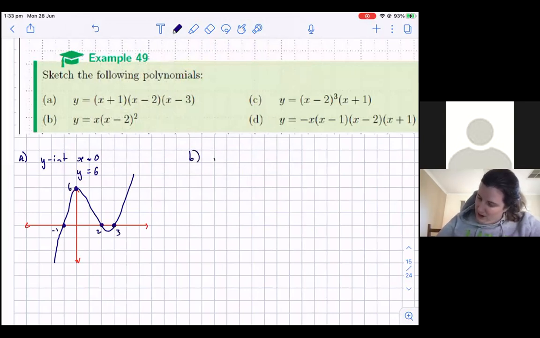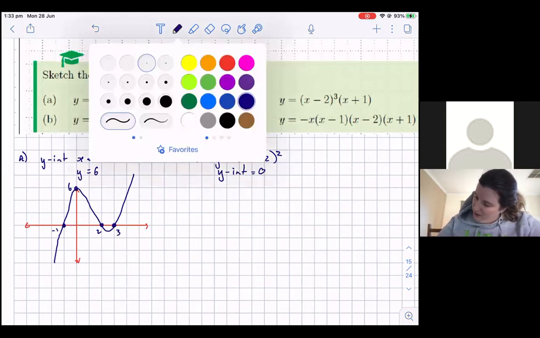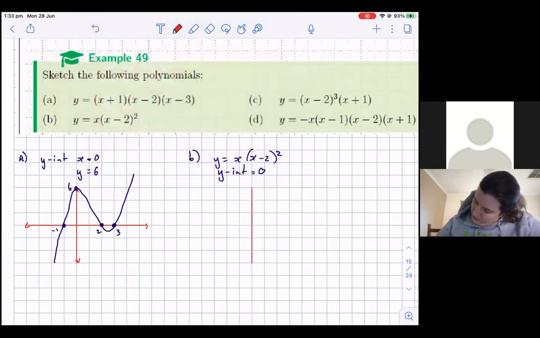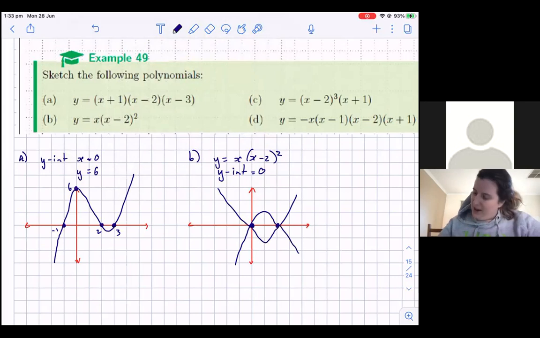For B, we've got y equals x outside of x take 2 squared. The y-intercept is going to be 0, obviously. Now, this one, a little more in depth because, yes, I know it's going to go through the x-intercept, the origin. Yes, I know it's going to go through 2, but I don't know if it's going to go through like that. Like that. Easiest way to find out is to chuck a value that's to the left or to the right of this kind of area.